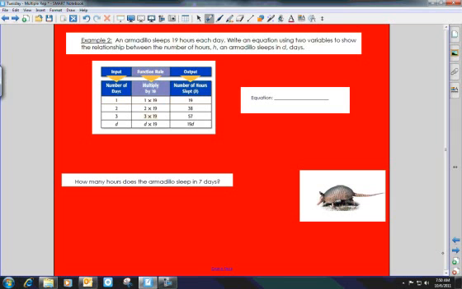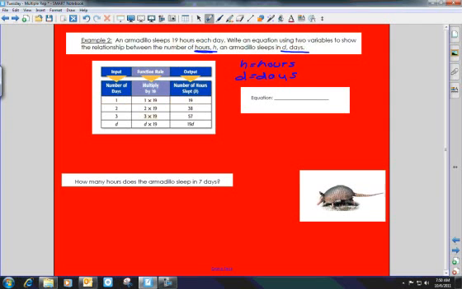Let's do one more example, and then I'm going to let you do the last 2 examples on your own. An armadillo sleeps 19 hours each day. Write an equation using 2 variables to show the relationship between the number of hours, H, an armadillo sleeps in D days. Okay, so defining my variables for this equation. H equals hours, D equals days.